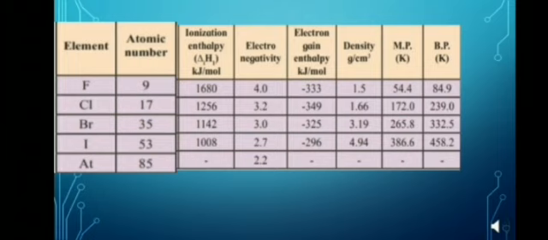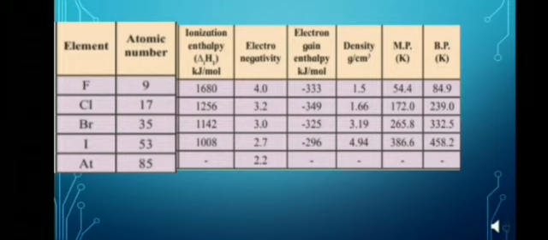Now if you see the electronegativity, halogens possess very high values of electronegativity. The electronegativity value decreases moving down the group. The high value of electronegativity of halogens is due to small atomic radii and high effective nuclear charge. On moving down the group, atomic radii increases and effective nuclear charge decreases. Hence, electronegativity value decreases from fluorine to iodine. Fluorine is the most electronegative element.